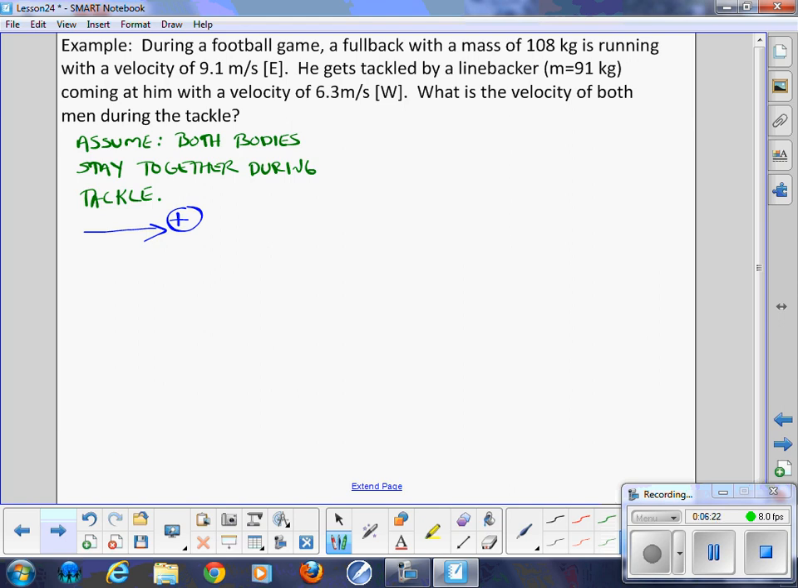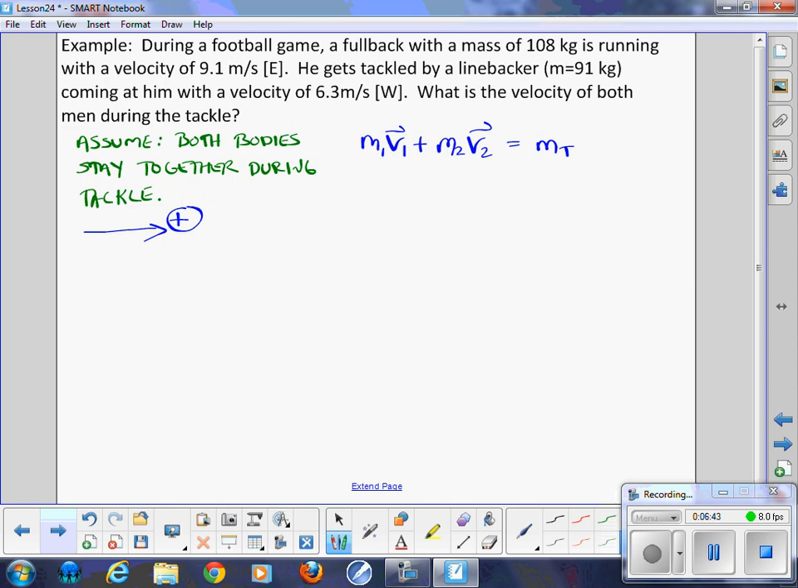So what am I looking at? Well, I'm looking at two individuals. So I'm going to look at the mass of person 1 times V1, plus the mass of the second player and their velocity. And it's going to equal, in this case, because after the collision occurs they are staying together, a total mass.